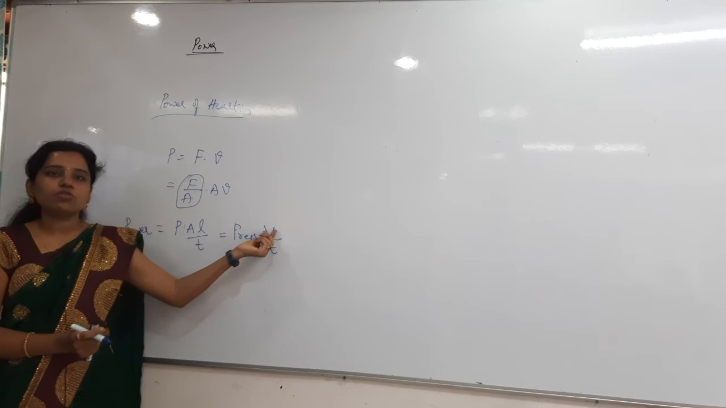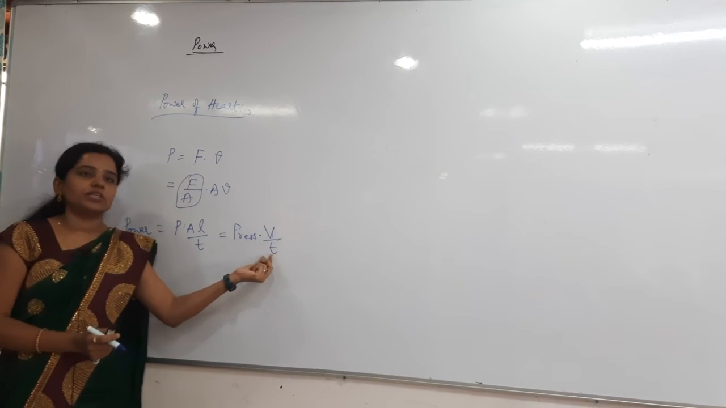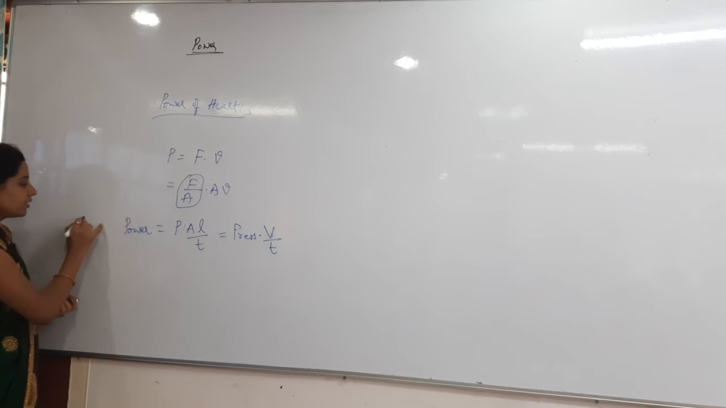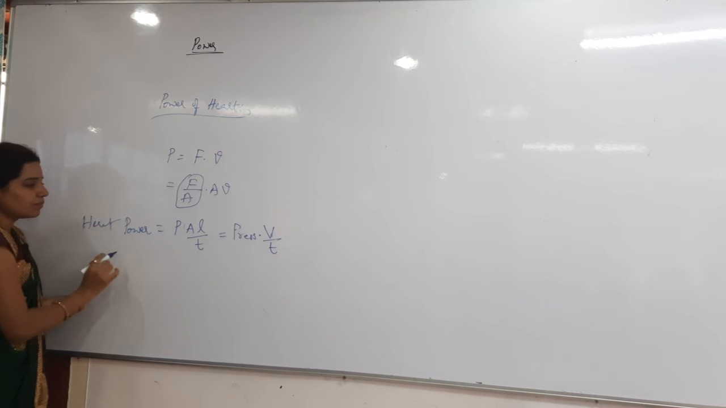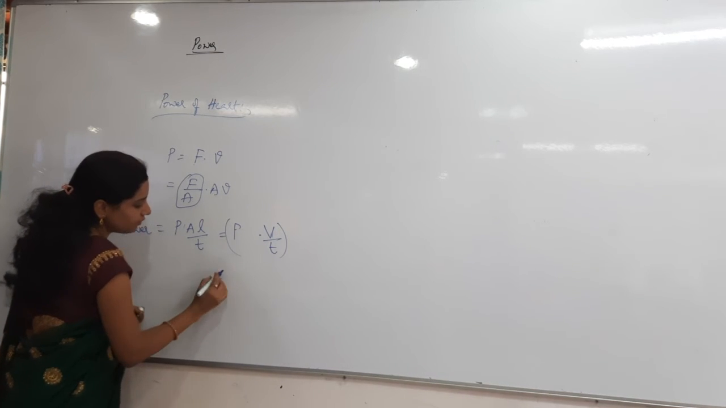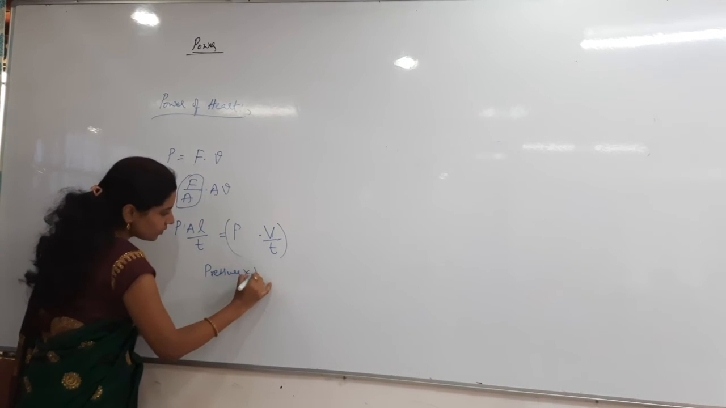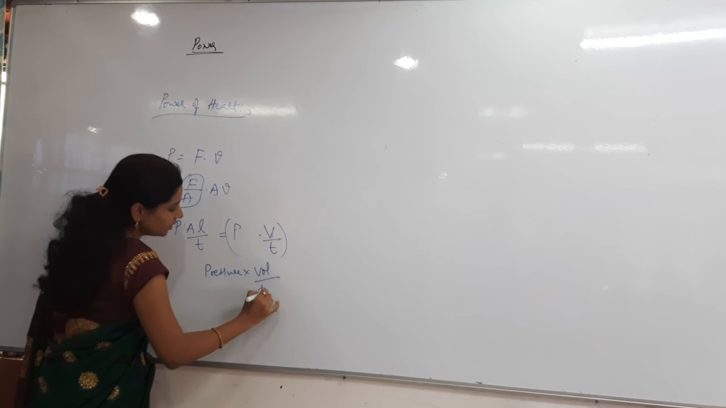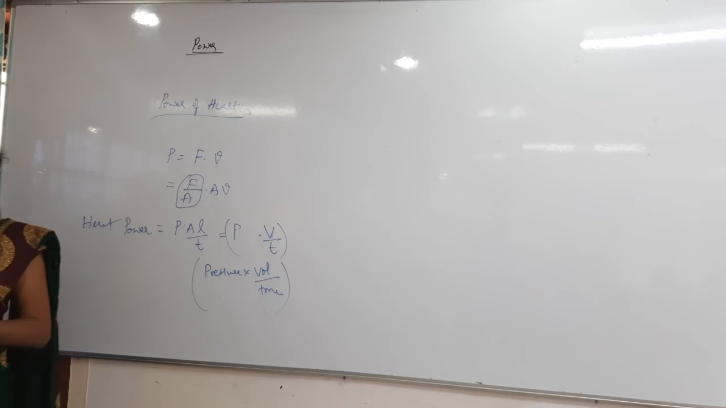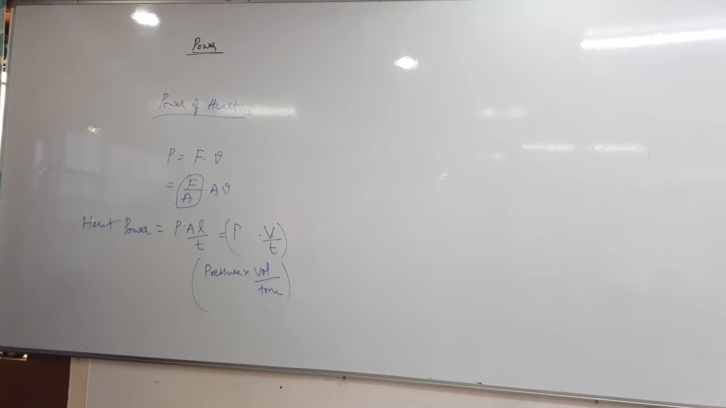So pressure into volume by T. These problems are important. So pressure into volume by T is the formula for the heart power. This is the powering rate of the heart. Heart power is pressure into volume divided by time. So that is pressure into rate of volume in time T. Understand, right, everybody? I have not done anything, I just multiplied with A and then divided with A, that's it.